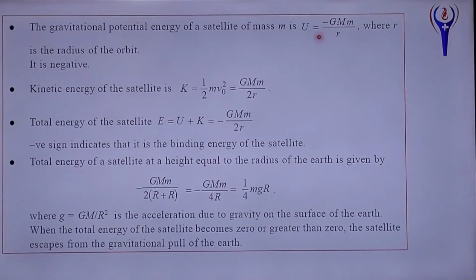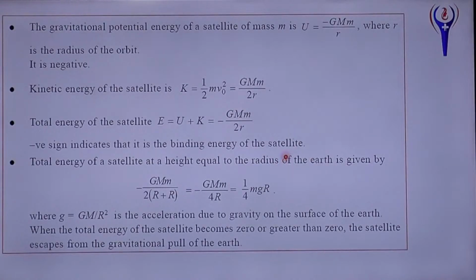Gravitational potential energy we discussed, U equal to minus GMm by R, and it is negative. Kinetic energy of a satellite, this problem will work out. Kinetic energy of a satellite K equal to half m V0 square. V0 is the orbital velocity, if you substitute, GMm by 2R. And total energy of a satellite is U plus K equal to minus GMm by 2R. Here R is the radius of the Earth plus height of the satellite from the Earth's surface, that is small r. Negative sign indicates that it is the binding energy of the satellite.